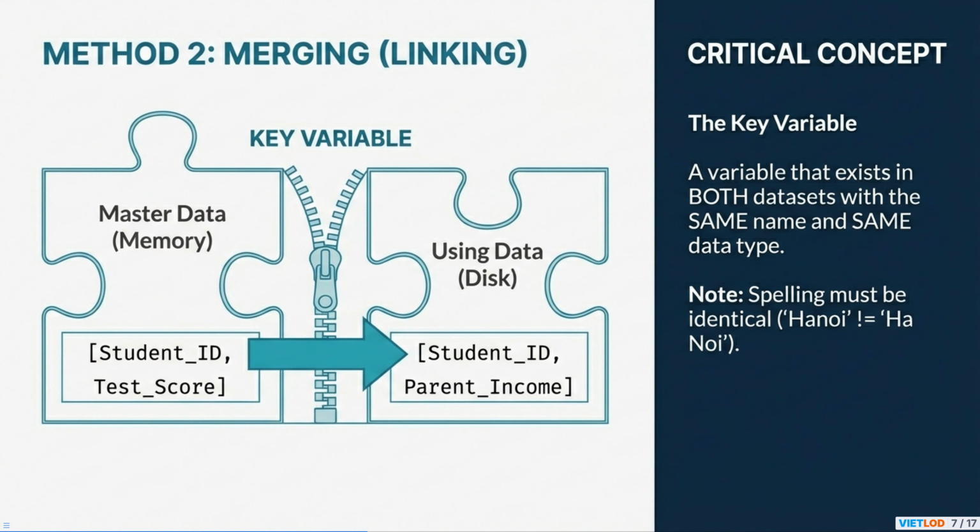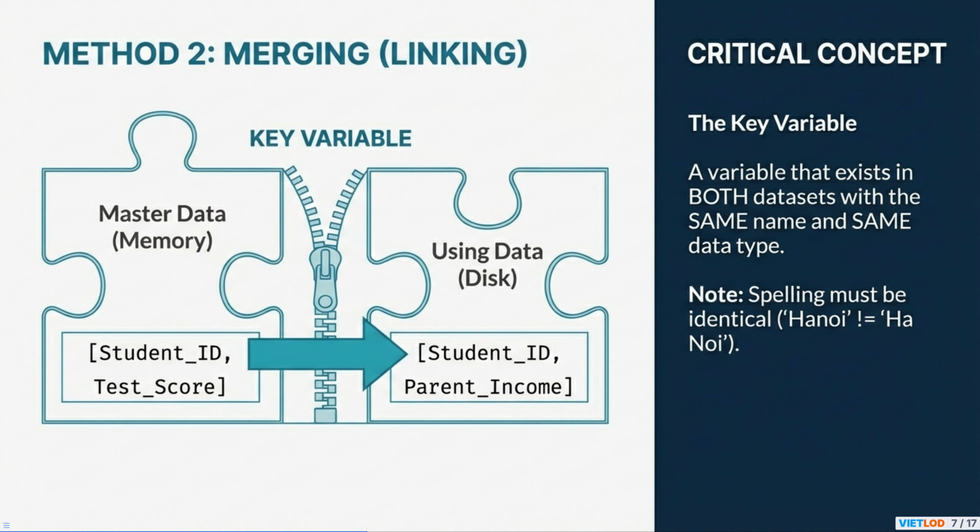Merging is the process of adding variables, columns, to a dataset from another, based on a shared key variable. Think of it as linking two puzzle pieces together. The master data is the dataset currently open in Stata's memory, while the using data is a file on your disk. The key variable is the cornerstone of any merge operation.